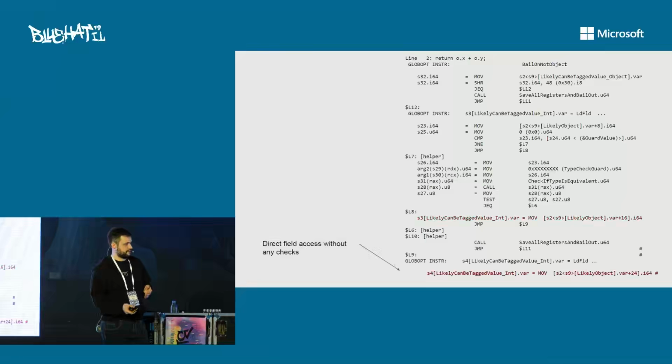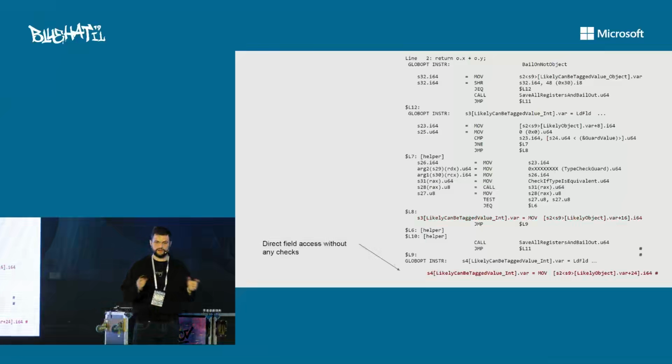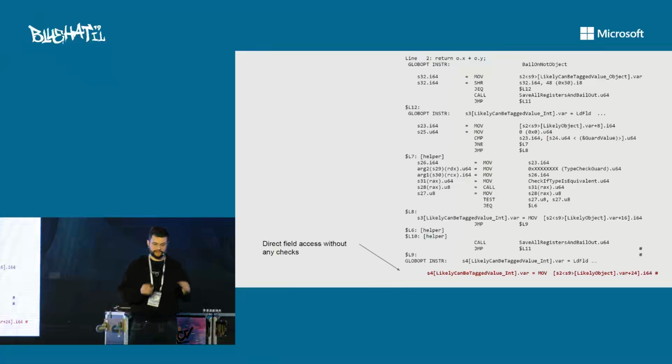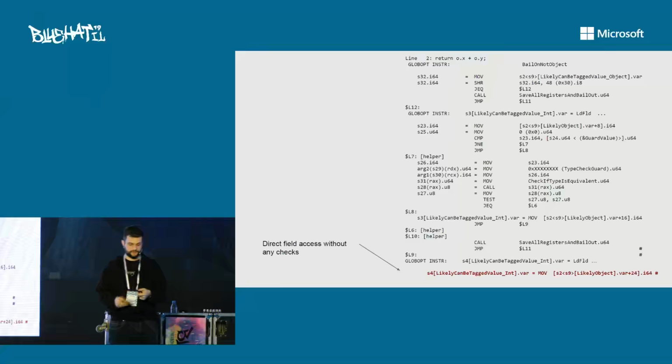And now when we fetch O.Y, we see that we only have one assembly instruction, which this time fetches from offset 24 of the object, which is where property Y will be. So the interesting thing here is that, once again, if all the assumptions actually held true, then you don't execute a lot of assembly instructions to check that the thing is correct, and then you have direct memory access to fetch the object property itself.